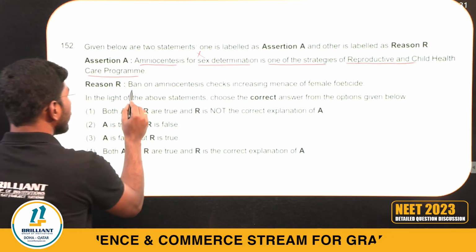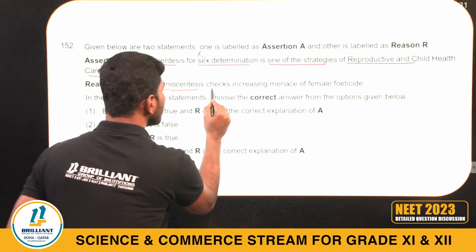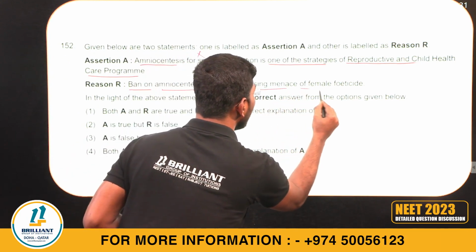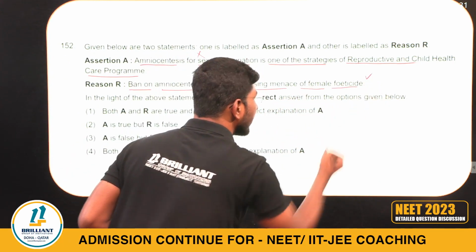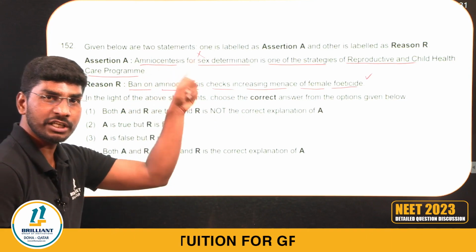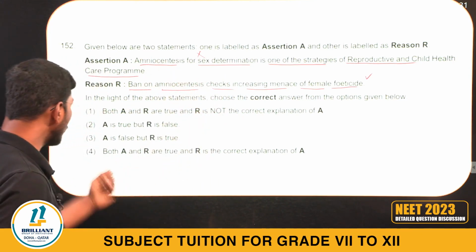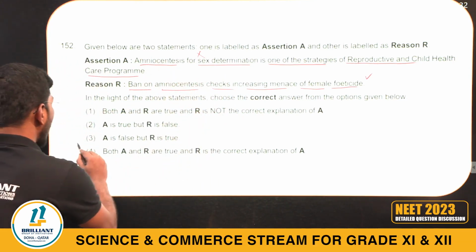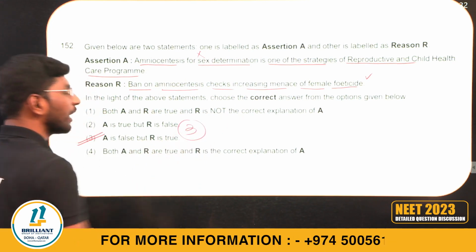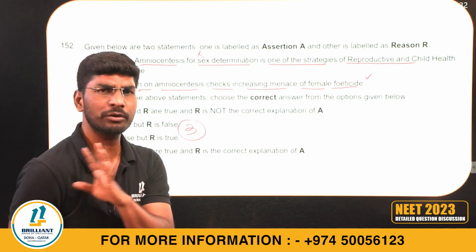Come to the reason: ban on amniocentesis checks the increasing female feticide. Yes, this statement is correct. Assertion wrong, reason correct. So what is the right answer? A false, R true. Option 3. Reproductive health chapter, simple question.